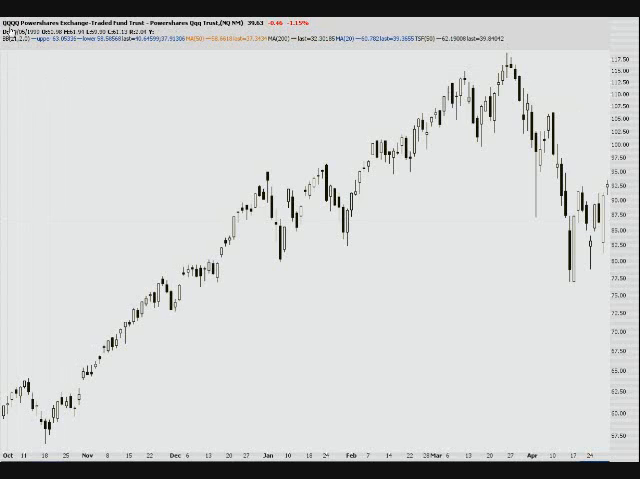For this demonstration, I'm going to use probably my favorite thing to trade, the QQQQ, the Cubes, the PowerShares Exchange Traded Fund. It basically tracks the NASDAQ. It's just a stock ETF that tracks the NASDAQ. An ETF is an exchange traded fund, which means it is a group of stocks, not just a single stock.